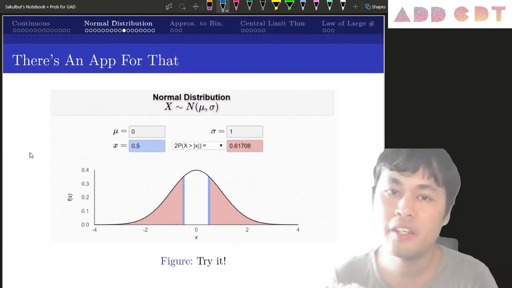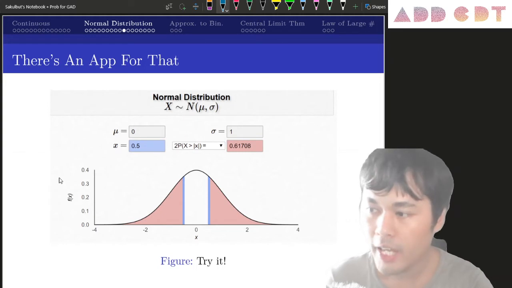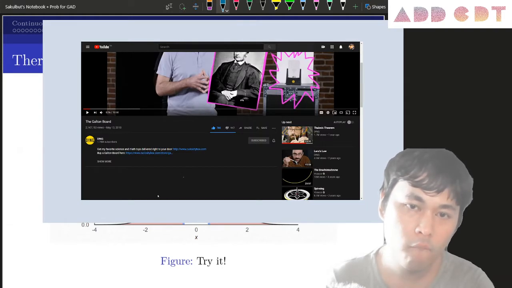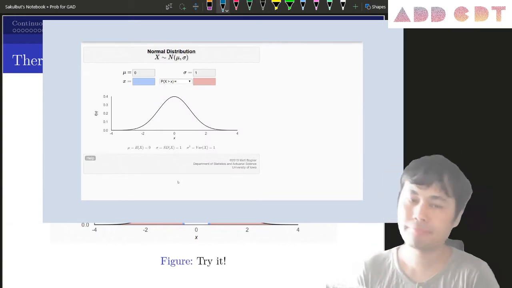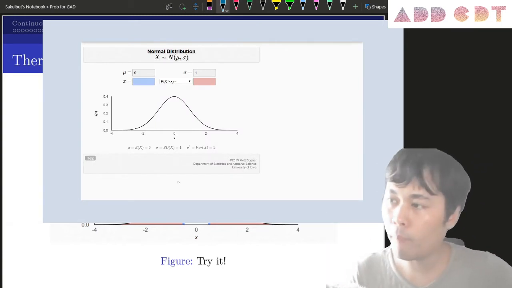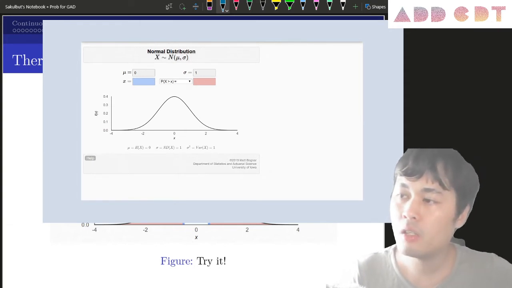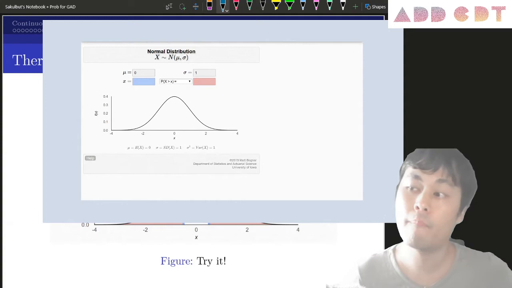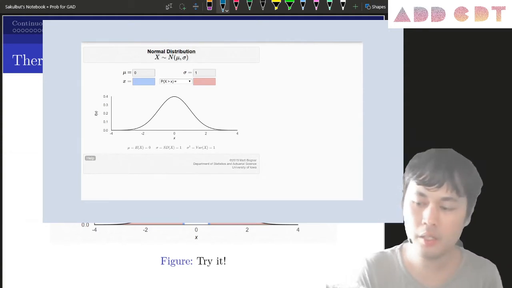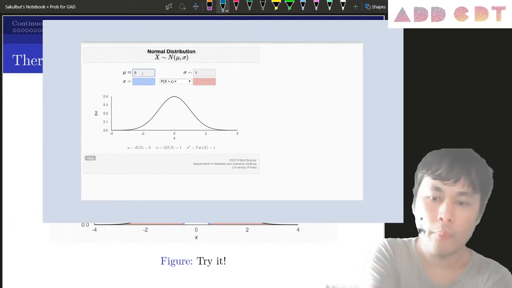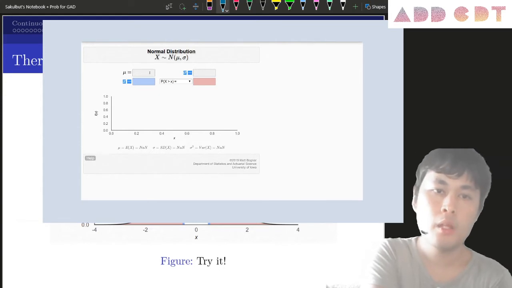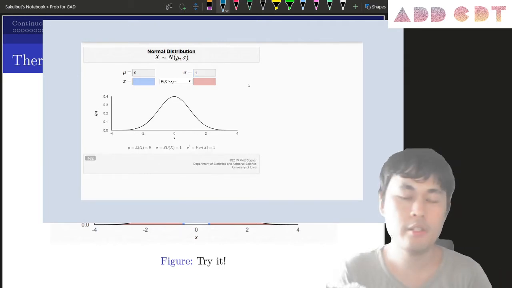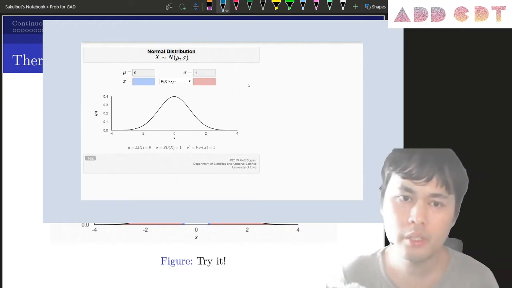So of course there's an app for that. We don't need a table. So let's go to the app. I click on that, try it, and that will bring you to, hopefully, this one, right? If you click on the link, all the fields are gonna be blank. So you have to put the number 0 for the standard normal distribution, and you put in the number 1 here, right, and click outside. That's gonna generate the curve here. So that's the standard normal distribution.